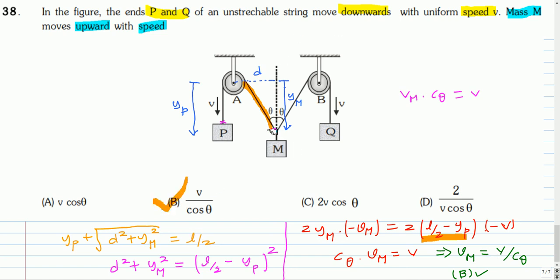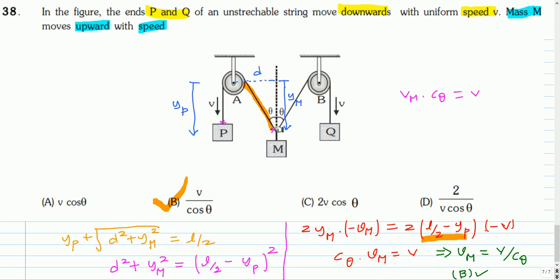Another way of solving this problem: if you take a particle on this string just above m, that particle is moving upwards with the velocity vm. So this particle's velocity component along the length of the string is vm cos theta. And if you take another particle in the string just above p, that particle is moving down with the velocity v. So these two velocities should be equal. If you take any two particles on the string, the velocity of those particles along the length of the string should be the same, because the length between those two particles along the string is constant.